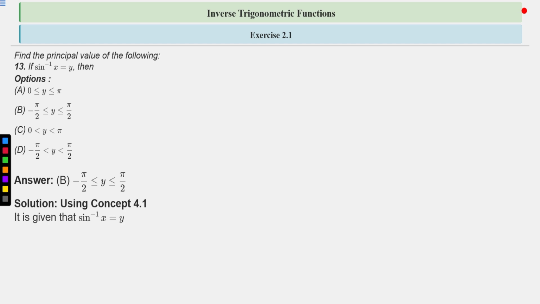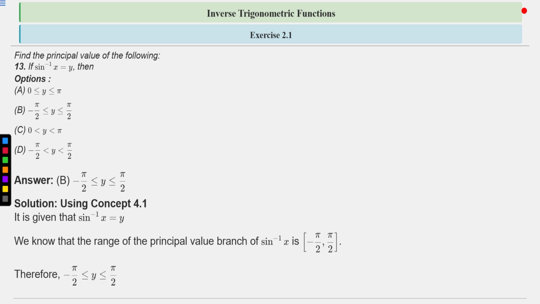It is given that sin inverse x is equal to y. We know that the range of the principal value branch of sin inverse x is basically minus pi by 2 to pi by 2. Therefore, we can say that y will always lie between minus pi by 2 to pi by 2. Got it? Therefore, option B, minus pi by 2 to pi by 2, will be the right answer.